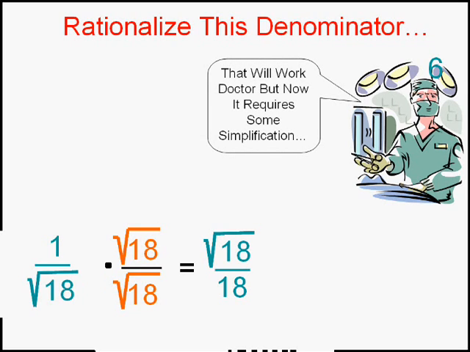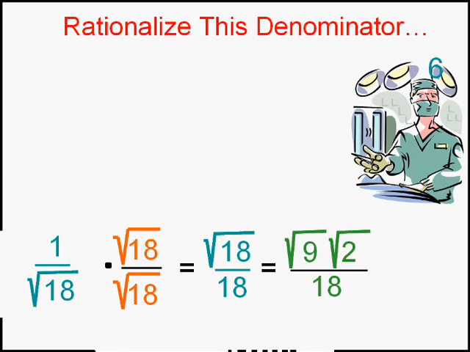I still have some more simplification to do, because in the numerator, I've got to break it into the square root of 9 and 2, and I get 3, and then I still have to simplify the fraction, and I'll get a final answer of radical 2 over 6. Don't even think of canceling the 2 and the 6, because a radical doesn't cancel with a number. And that would be one way to do it, but it would be a long way.